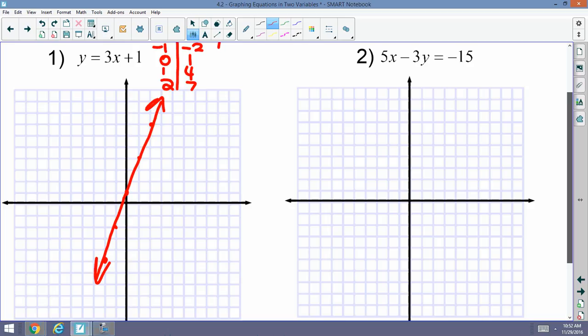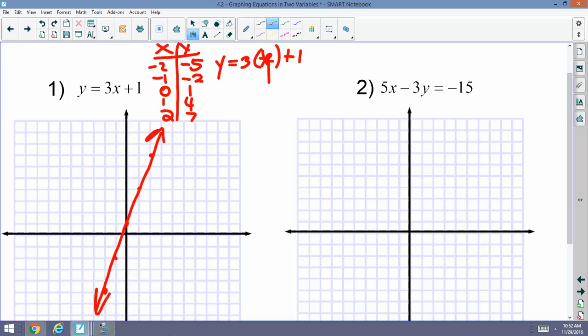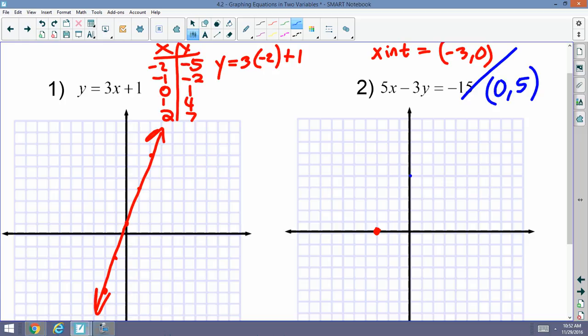So, guys, the x-intercept. When y is 0, what's the x value here, gentlemen? Yes, sir. So negative 3 comma 0. So that's 1, 2, negative 3. And then the y-intercept, when x is 0, what's y? 0, comma 5. And literally, you can connect.